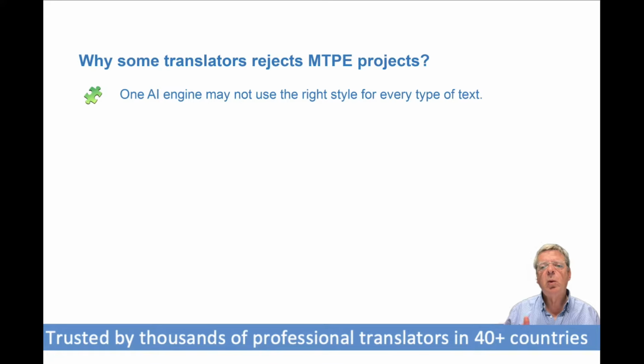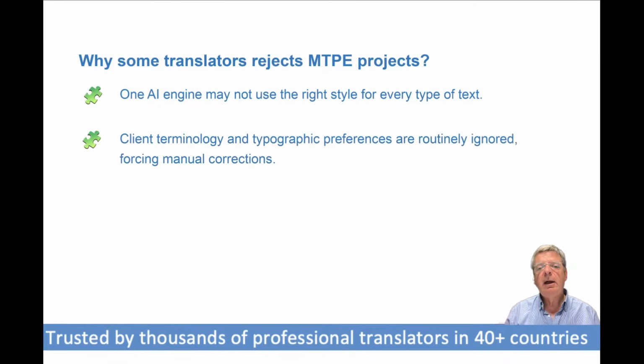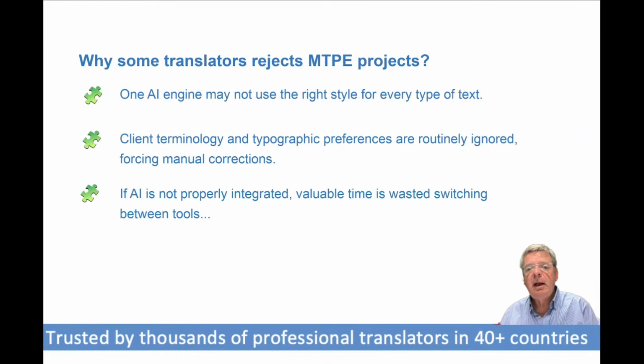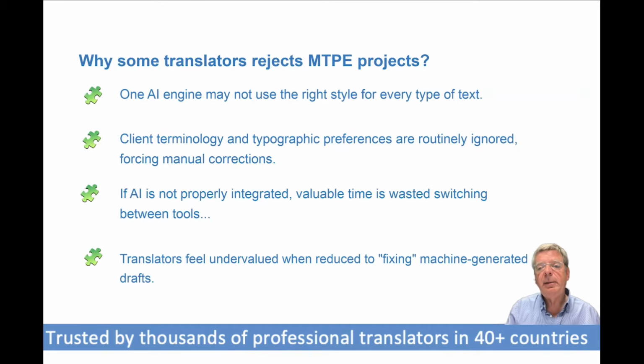First, as I said, one engine may not be the right one for every kind of text. Second, the engine may not respect the client terminology or typographic preferences. Third, if AI is not properly integrated, you may need to do a lot of copy paste, a lot of correction, and then translators are reduced to fixing machine generated drafts, which is very frustrating, obviously.